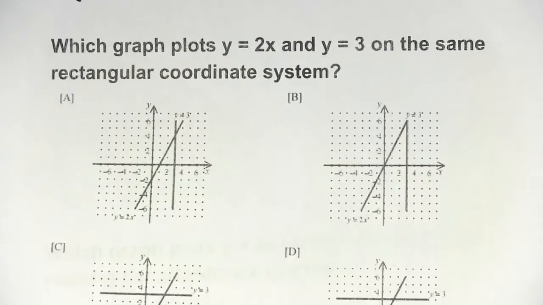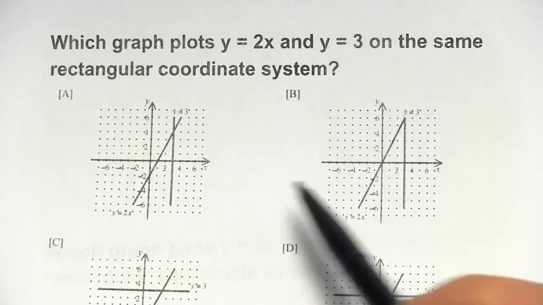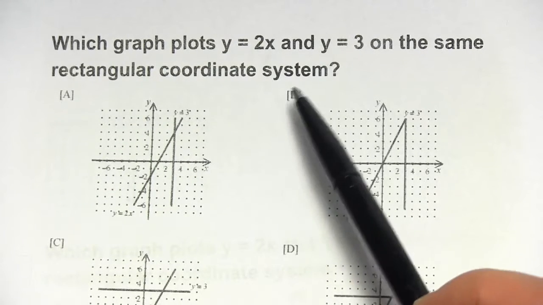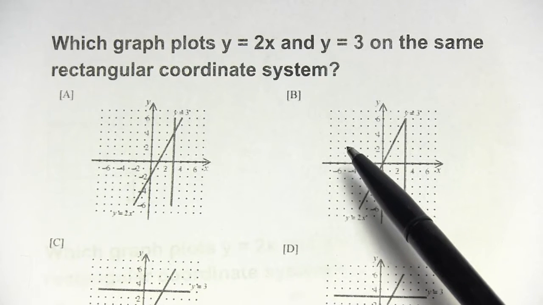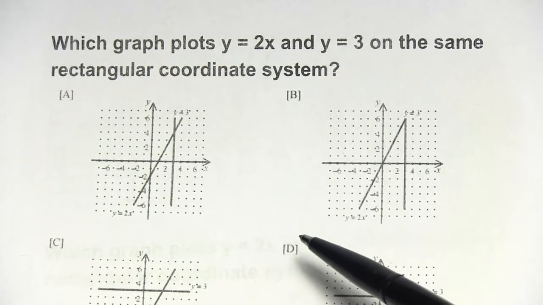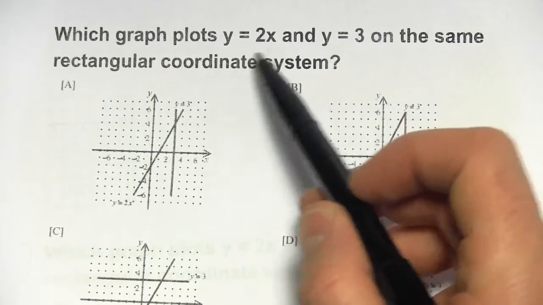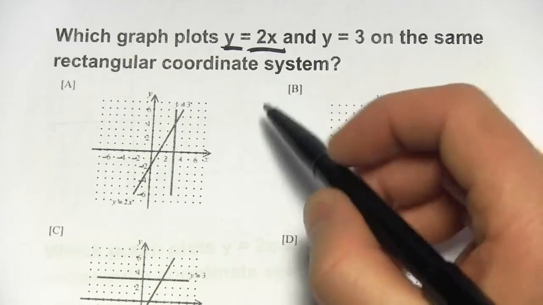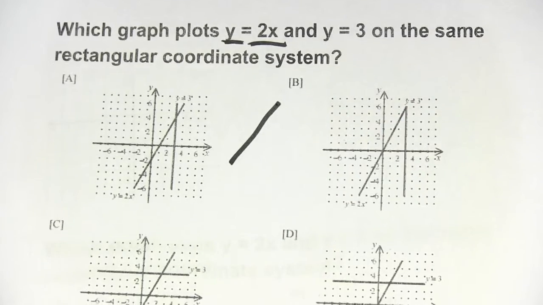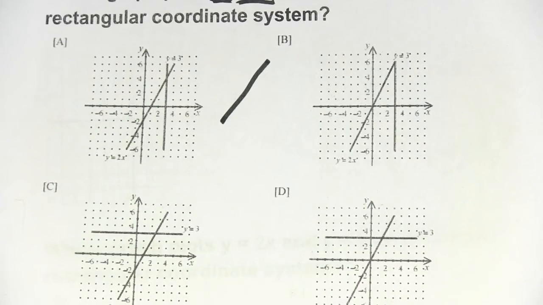Let's look at one other problem. This one says, which of these graphs plots y equals 2x and y equals 3 on the same rectangular coordinate system? So let's think about this. y equals 2x is sort of our typical diagonal line. It's got a slope of +2, so it's going to be going up like this. And it looks like that's evident on all of these.